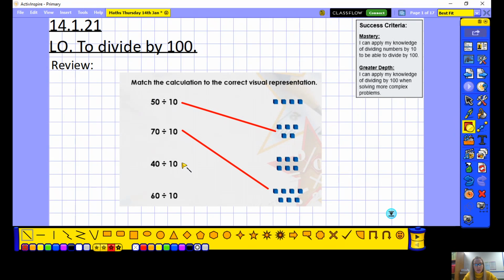The next one, 40 divided by 10, the answer would have been 4. So 4 groups of 10 are equal to 40. And the last one, 60 divided by 10, the answer was 6. 6 groups of 10 are equal to 60. So well done.